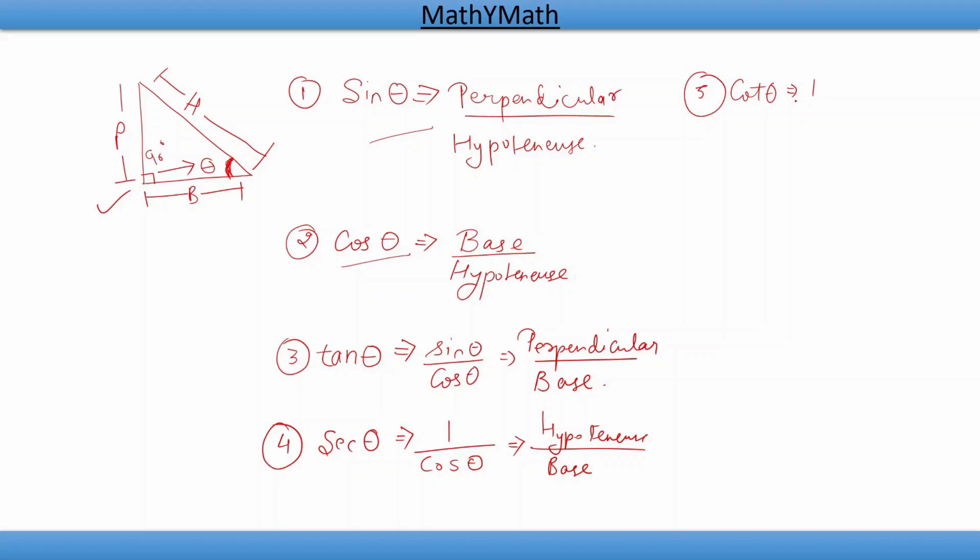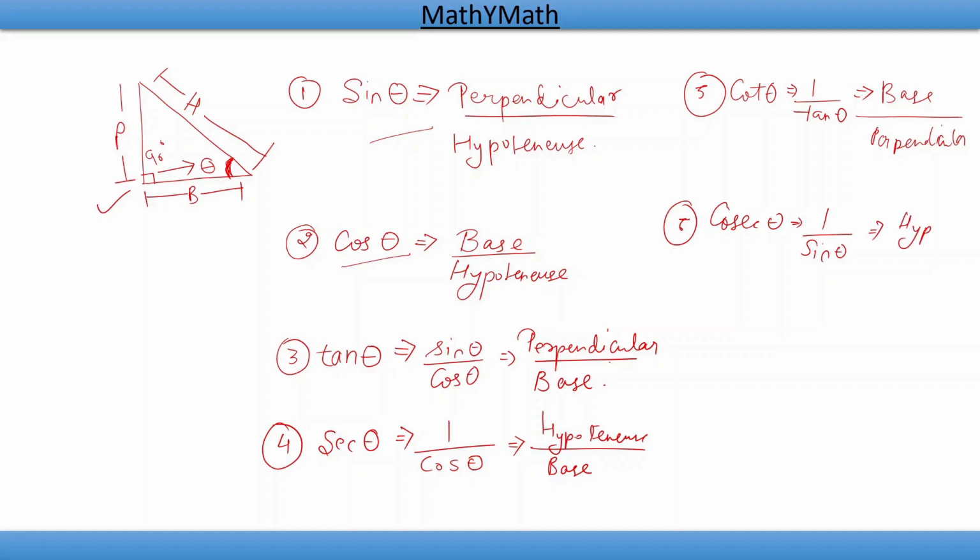Now for the fifth ratio, we have cot theta. Cot theta is the inverse of your tan theta. So as you take the inverse of the fourth ratio, perpendicular upon base, cot theta will be base upon perpendicular. And for the last, the sixth ratio, we have cosec theta. Cosec theta is nothing but the inverse of sine theta. That will be hypotenuse upon perpendicular.